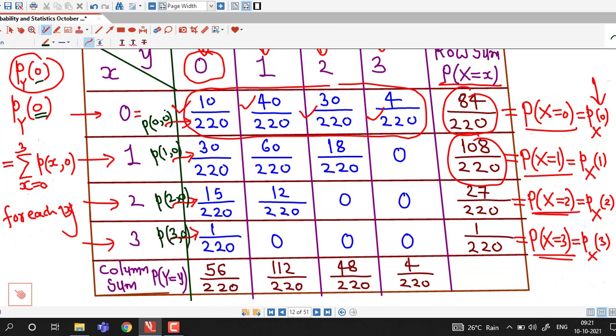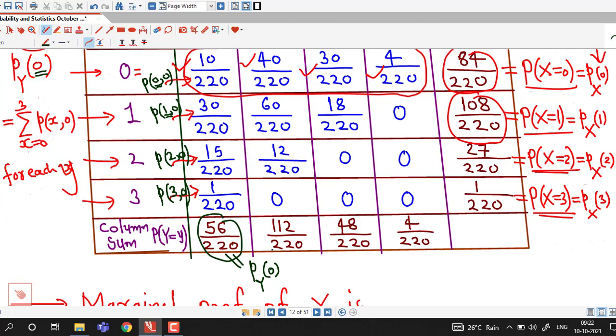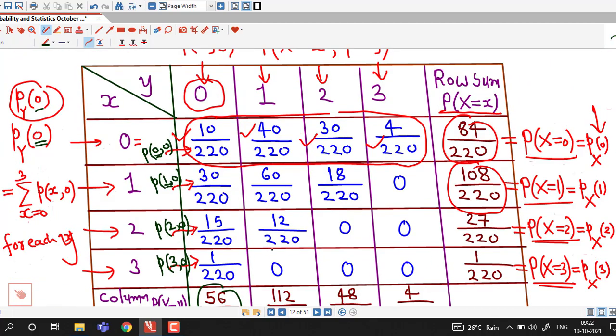So here the value of y is fixed. In the ordered pair (x, y), we have y equal to 0 and we are varying x here. x is 0, 1, 2 and 3. So this column total will give us the value of the probability mass function of y at small y equal to 0.